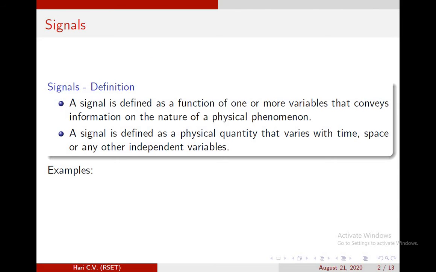The signal is defined like this. A signal is defined as a function of one or more variables that conveys information on the nature of a physical phenomenon. A signal is defined as a physical quantity that varies with time, space or any other independent variables. The examples are speech, telephone signals, etc.